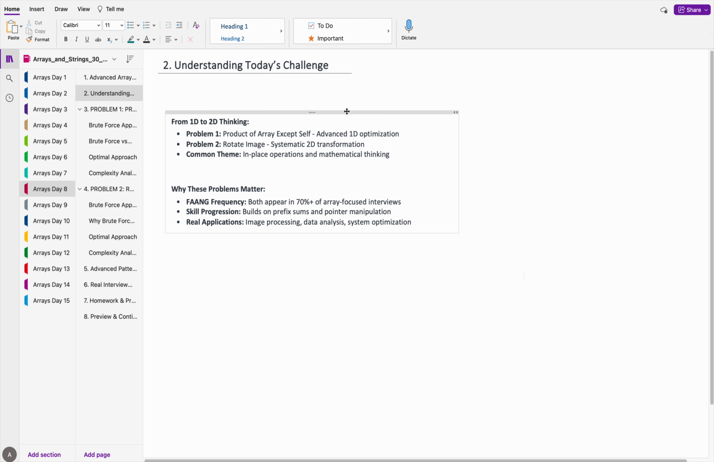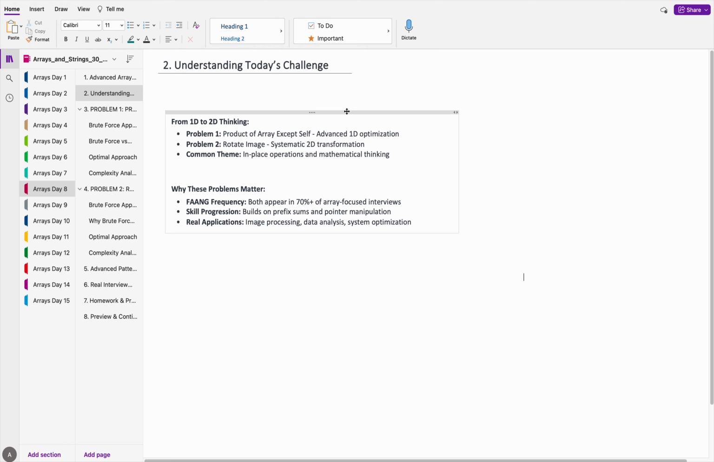So from 1D to 2D thinking, problem one, we are going to discuss product of an array except self. It is an advanced kind of 1D optimization problem where you're required to give the solution in-place, meaning no extra space, and yet the time would also be linear, not polynomial.